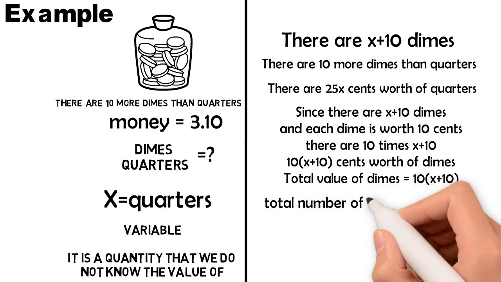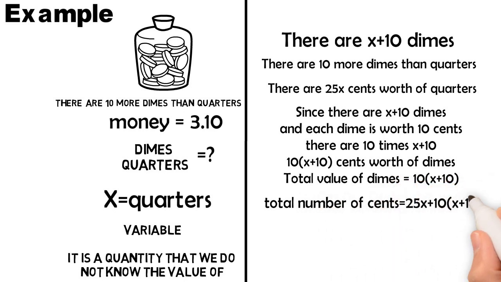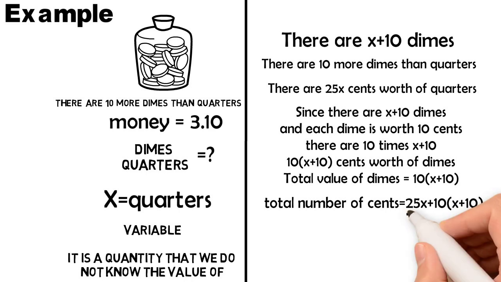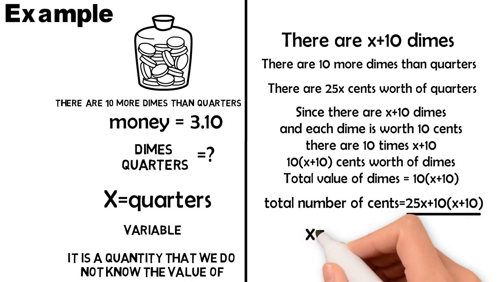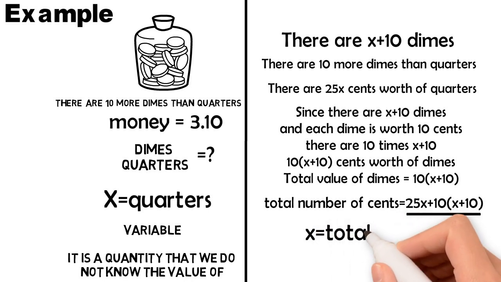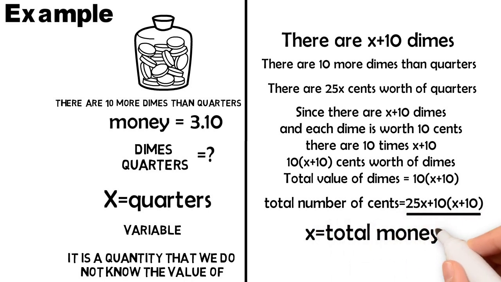In total, we have 25x plus 10 times (x plus 10) cents. The 25x being 25 cents times the number of quarters, and the 10 times (x plus 10) being 10 times the number of dimes there are, in cents. Note that by varying the value of x, the variable, we get the total amount of money that we have.